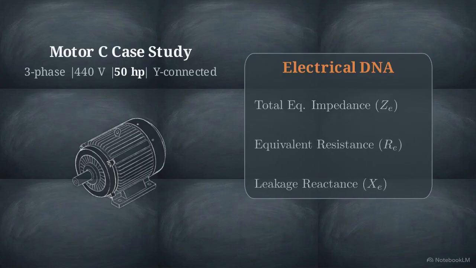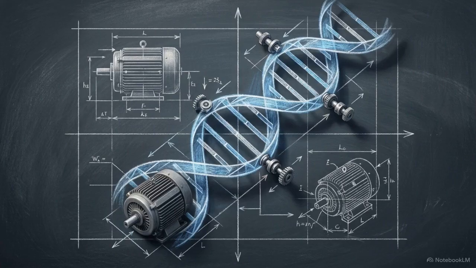For this 50-horsepower machine, the calculation yields an equivalent impedance of 0.627 ohms, a resistance of 0.255 ohms, and a leakage reactance of 0.573 ohms. These three electrical values act as the motor's DNA. They provide the exact dimensional inputs required to draft our geometric map.